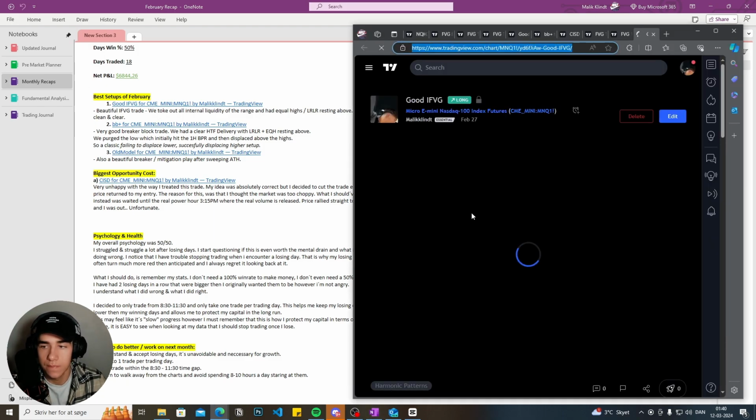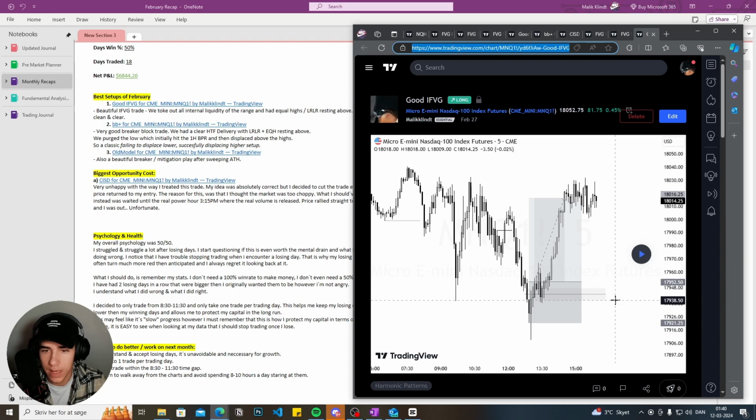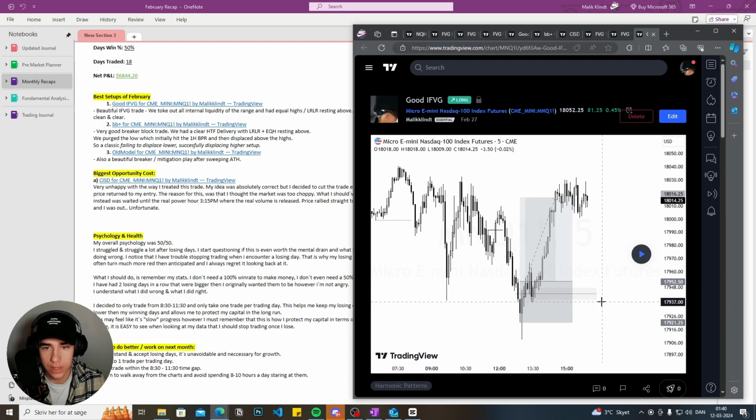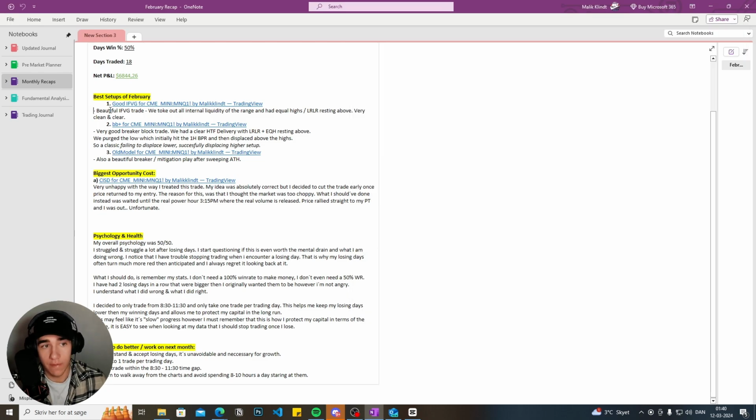This was a good inversion Fabega play, and what I said was the best play of February. And then I wrote, beautiful inversion Fabega trade. We took out all internal liquidity of the range and had equal highs, low resistance liquidity resting above. Very clean and clear, right? So the reason I do this is because at the end of each month, I can go over what setups I had the most success with, right?